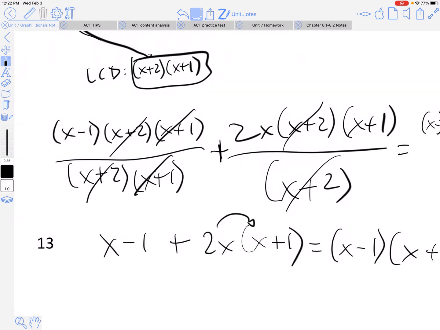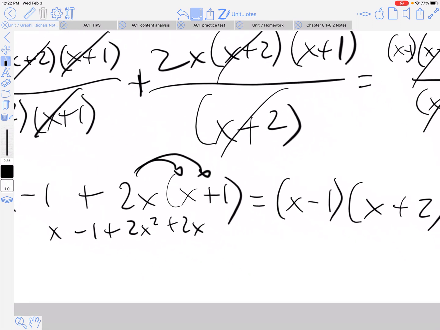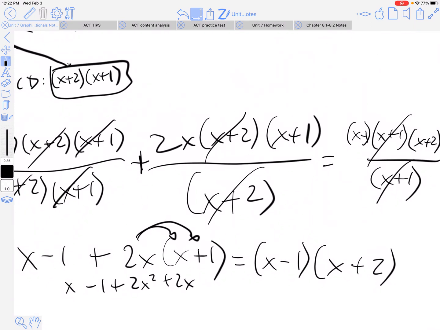So that's going to give us 2x squared plus 2x plus x and negative 1. And on this side, as I use the distributive property of the box method, I'll get x squared plus x minus 2.